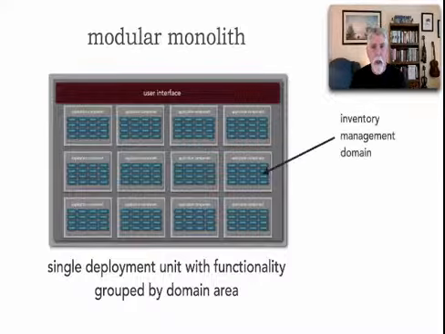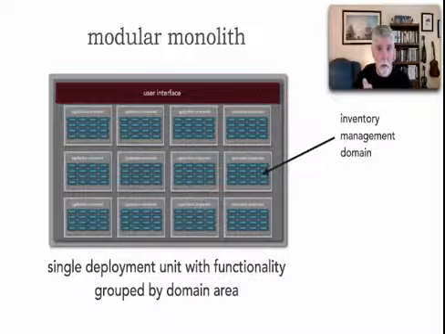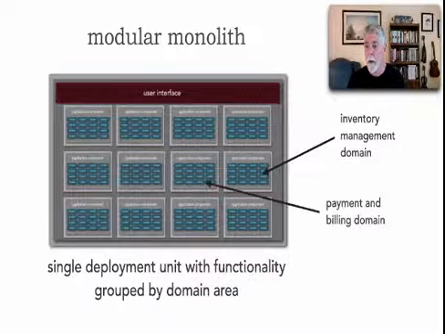For example, maybe this area of a modular monolith contained all of the functionality, including user interface all the way down through persistence for inventory management. Maybe this particular module right here is the payment and billing domain. And so you can see this is grouped by domain area.